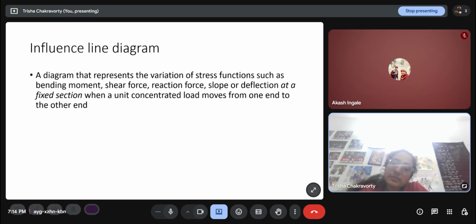A diagram that represents the variation of stress functions such as bending moment, shear force, reaction force, slope or deflection at a fixed section when a unit concentrated load moves from one end to the other end. This 'at a fixed section' is very important because a lot of people are completely unable to distinguish between the basic conceptual difference of a bending moment diagram and an influence line diagram.